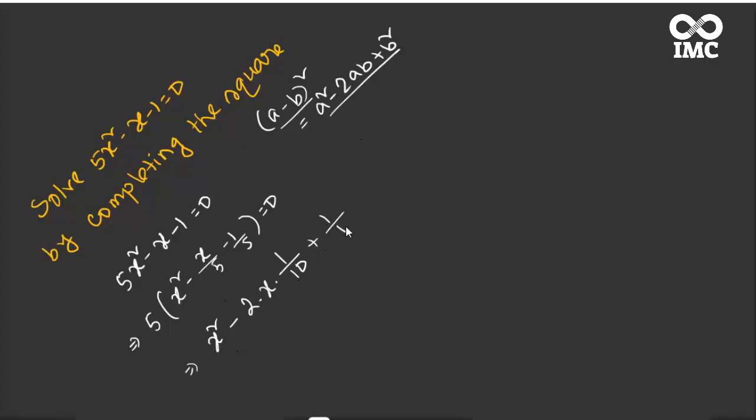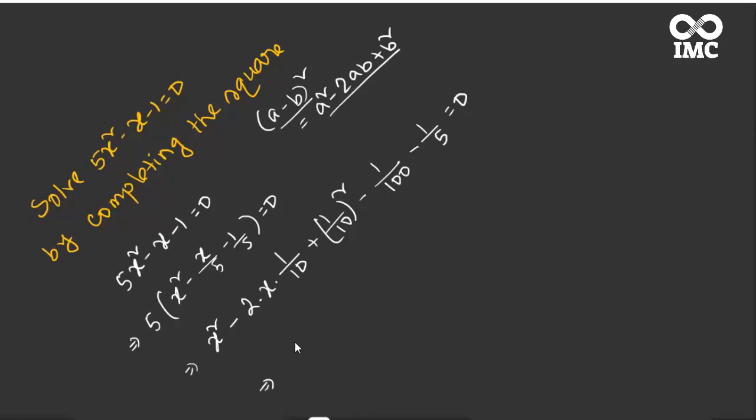Now 1 by 10 whole square. So a² minus 2ab plus b². 1 by 10 squared is extra. That was not given in the second line, so we will subtract it. 1 by 10 whole square will be 1 by 100. We need to subtract this one from this line. And here what will be left? Minus 1 by 5. Minus 1 by 5 equal to 0.